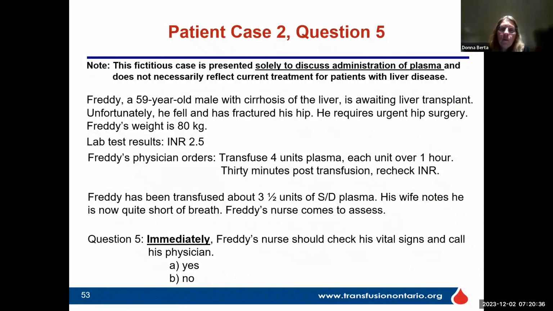So we'll go back to Fred one last time. Freddie now has about 3.5 units of his SD plasma. His wife is there and she's finding him to become quite short of breath. So the nurse comes to assess. And so immediately, first off, Freddie's nurse should check his vital signs and call his doctor. And I will give you a choice of yes or no there.